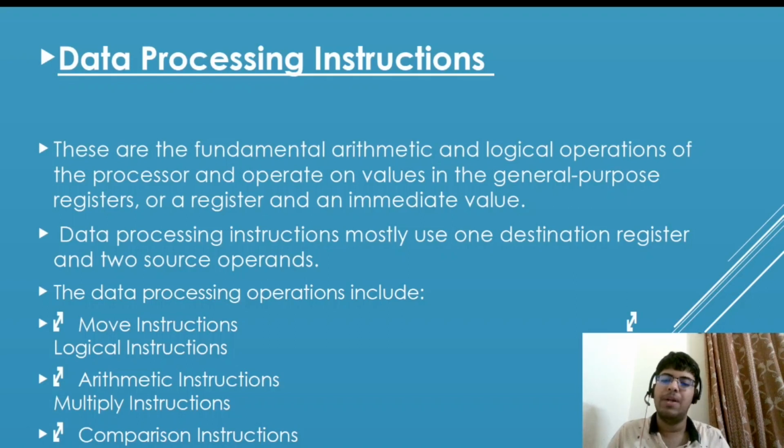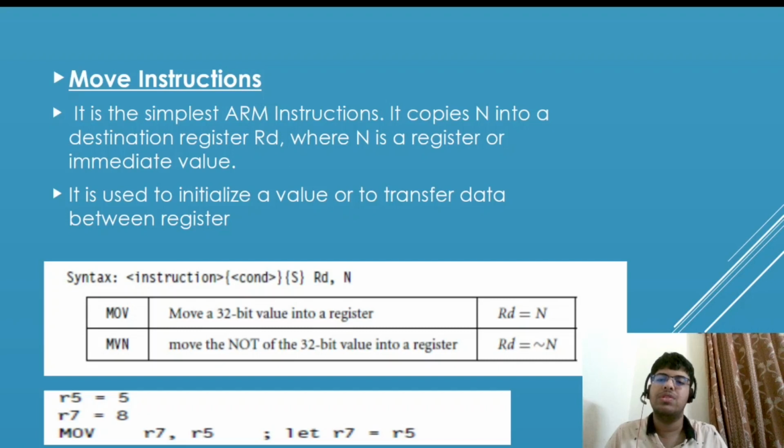The data processing operations include many kinds, such as the move function, logical instructions, arithmetic instructions, multiplication instructions, and comparison instructions. The move instruction, which is the simplest ARM instruction, copies a value into the destination register Rd.